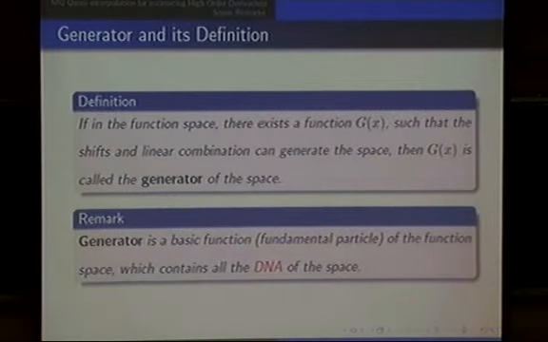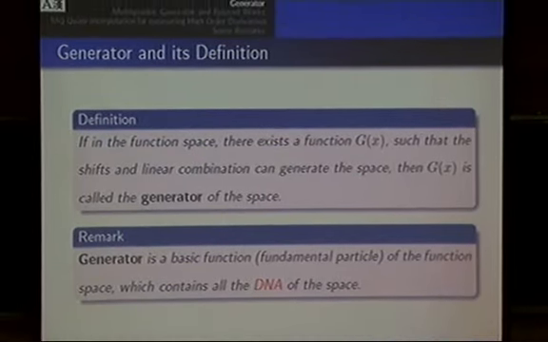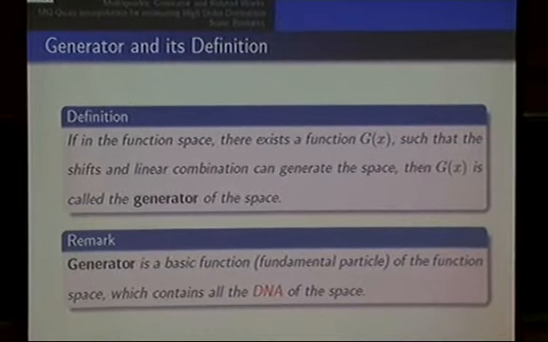And then we give a definition, the generator. If in the function space there exists a function g(x) such that the shifts and the linear combination can generate the function space, then g(x) is called the generator of the space. The generator is a basic function, a fundamental particle of the function space, which contains all the DNA of the space.